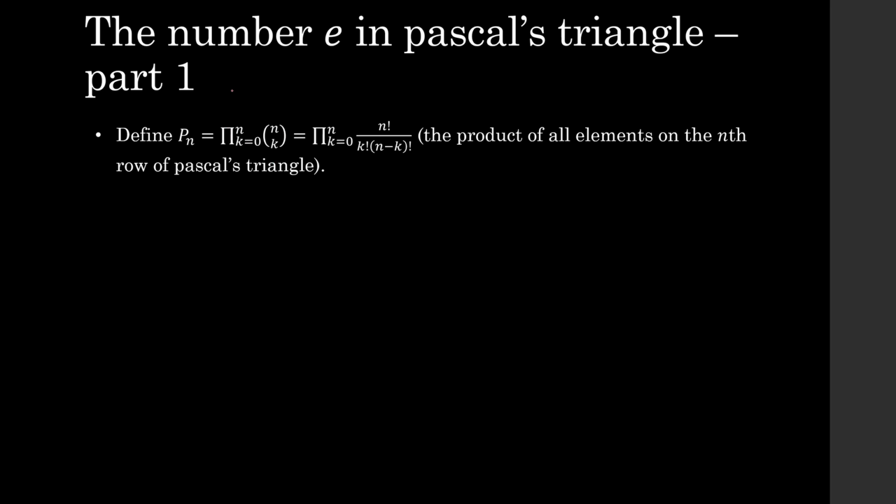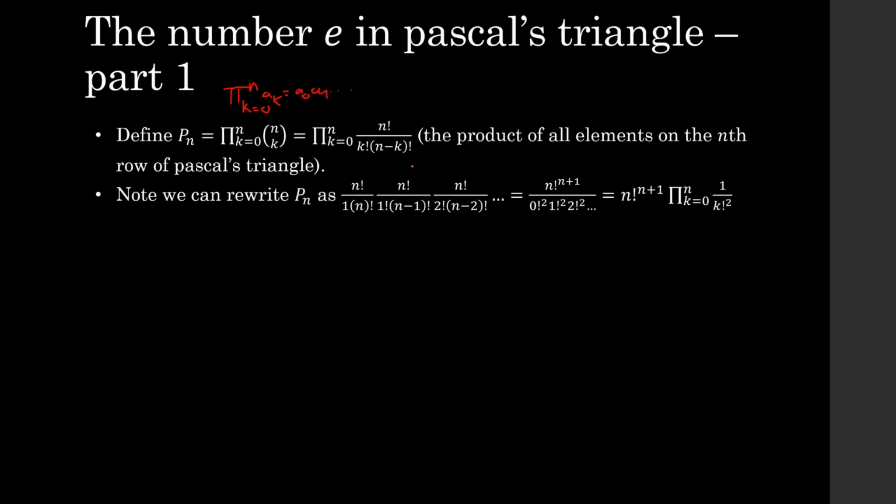So remember that this big notation here is like sum notation, but for products, right? The product from k equals 0 to n of a_k just denotes a_0 times a_1 and so on. So if I plug in the definition of n choose k, that's just n factorial over k factorial times n minus k factorial, and I just do the product as I let k range from 0 to n. So we define P_n equal to that, right?